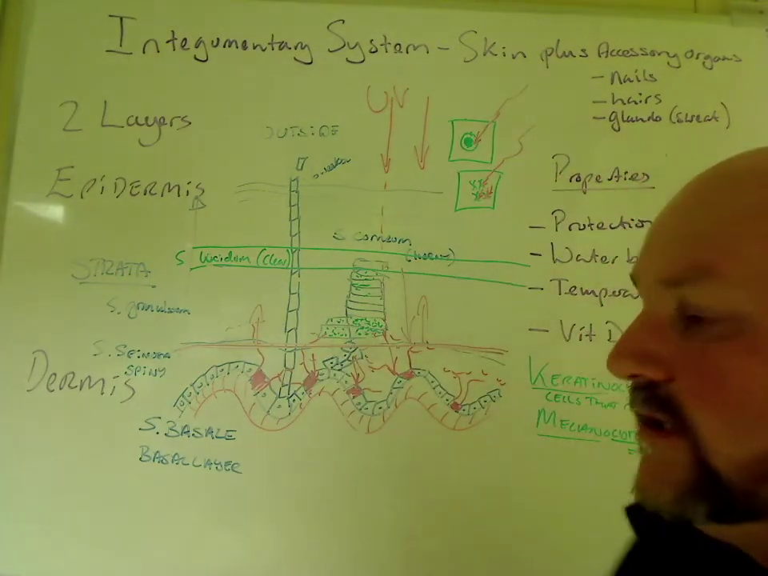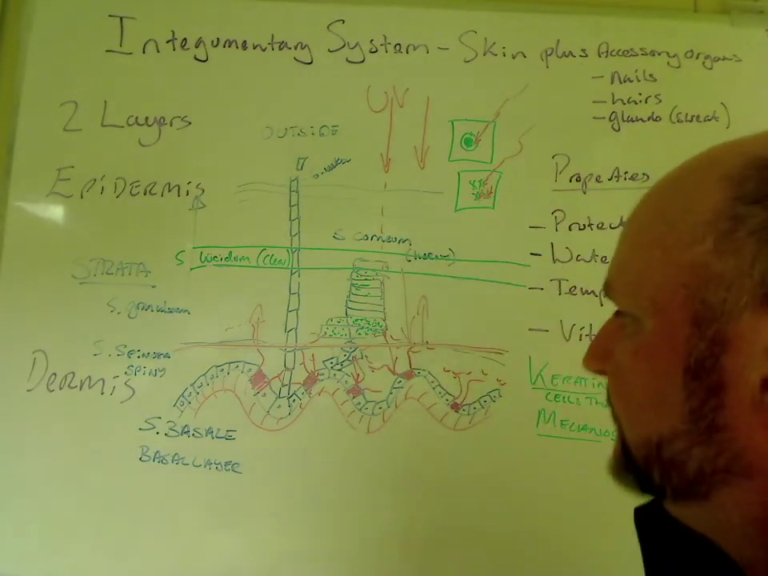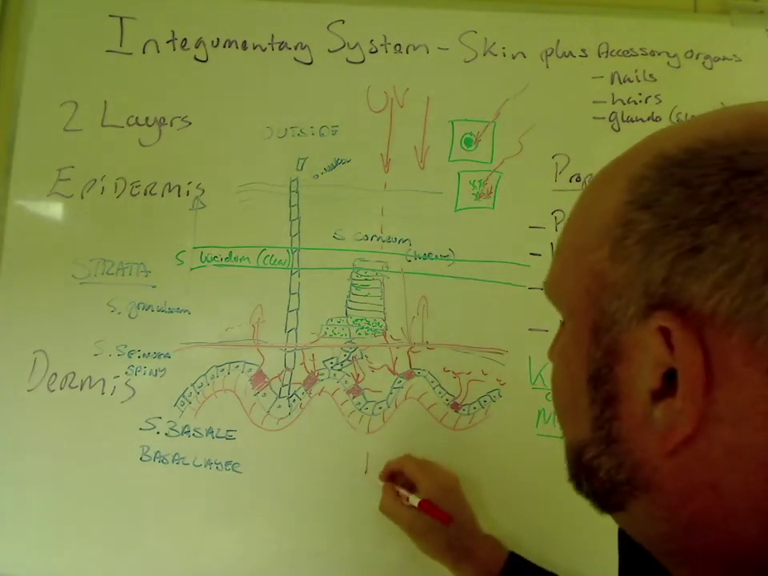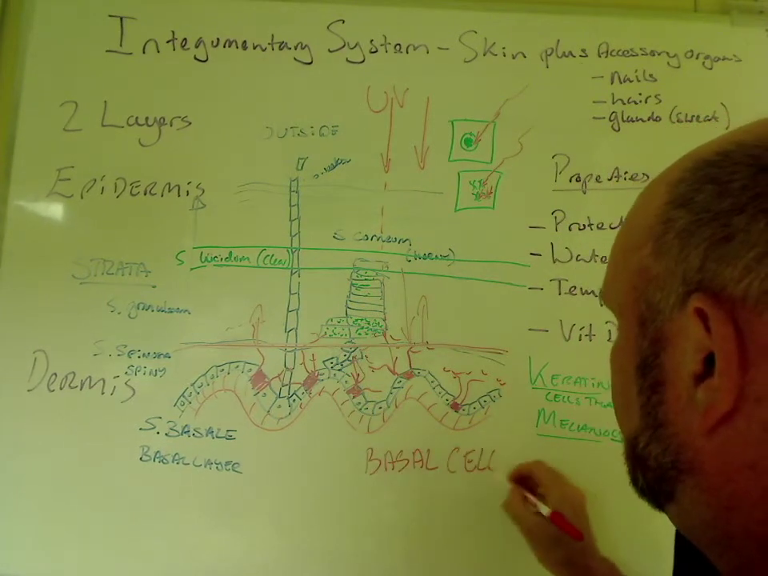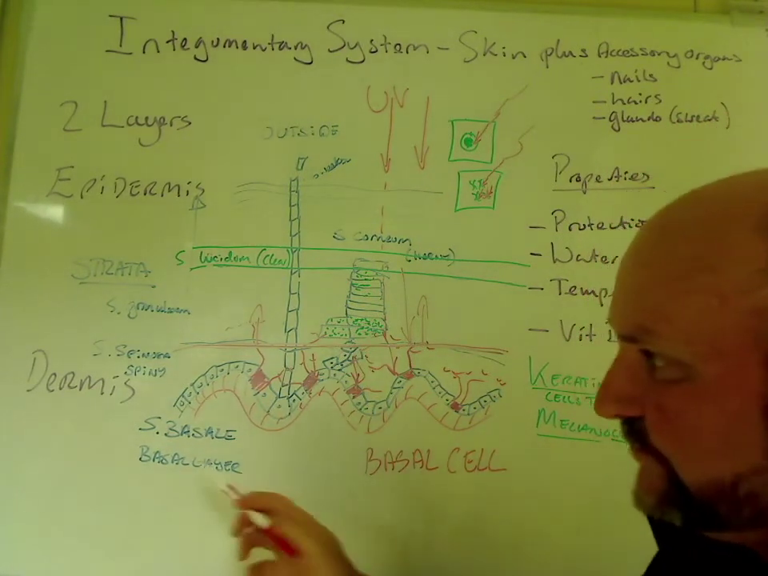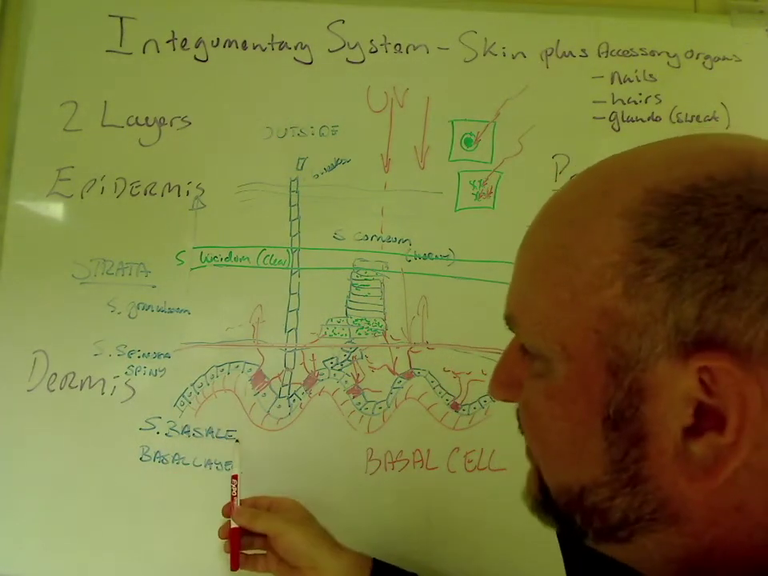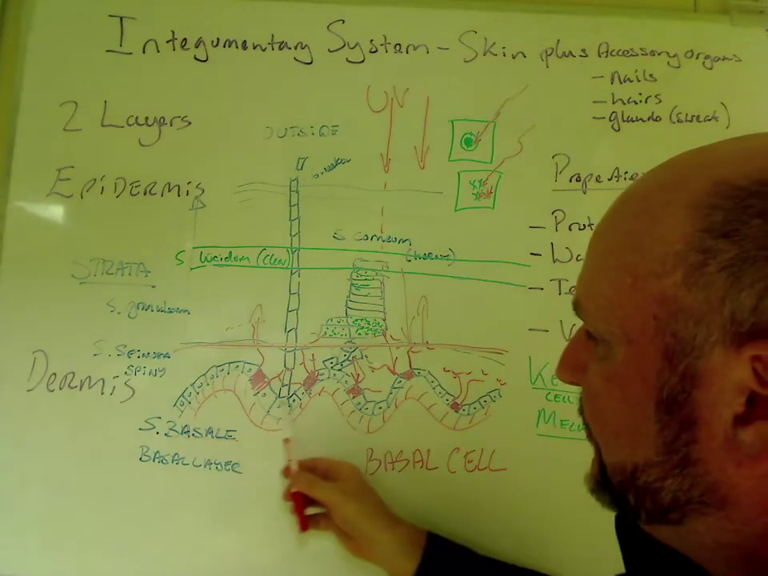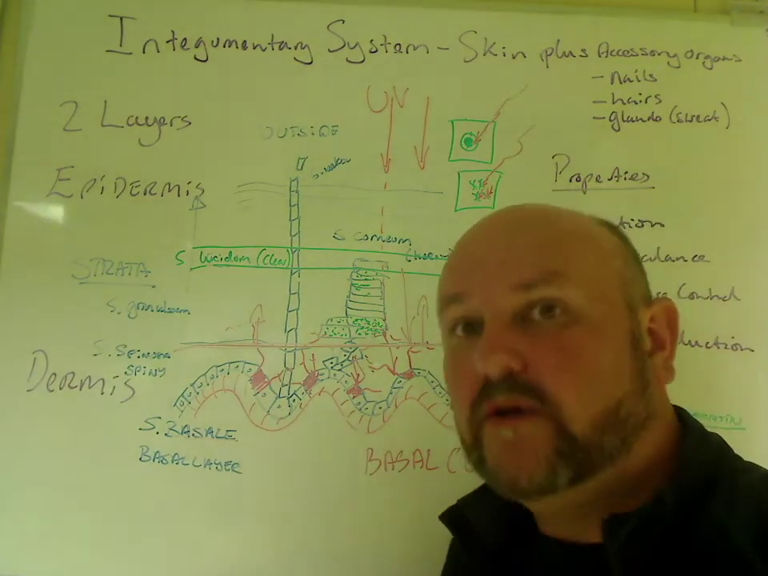That leads us to talk a little bit about skin cancer. There are 3 main types of skin cancer. There is basal cell. Now you've just heard stratum basale. So basal cell carcinoma is a cancer of the keratinocytes on the basal layer.